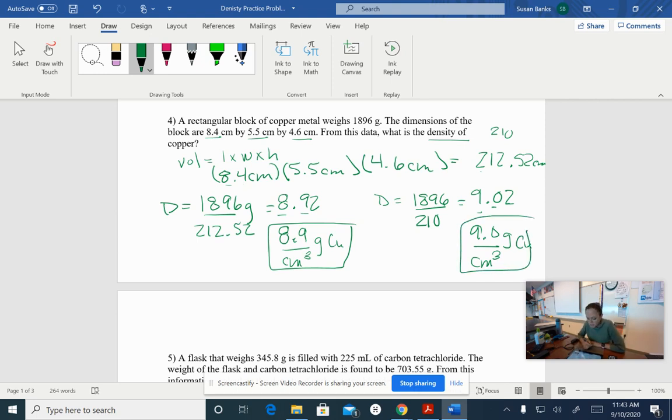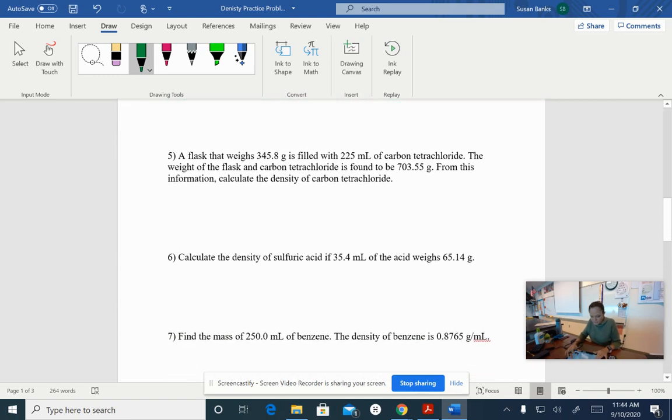Okay, so notice that when we round early or in between things, it does kind of change our answer a little bit with rounding errors. So I would suggest that we don't round until the very end. Make sure that you keep as much of the data as possible until the very end, okay? And then do your rounding. All right, let's look at number 5.